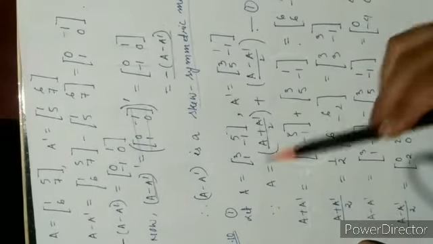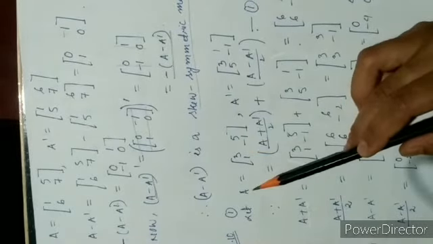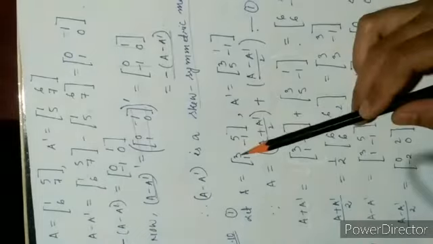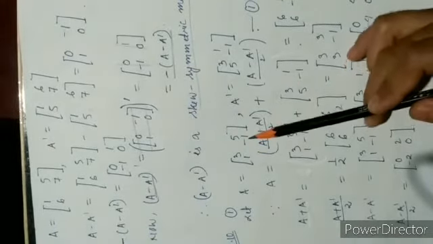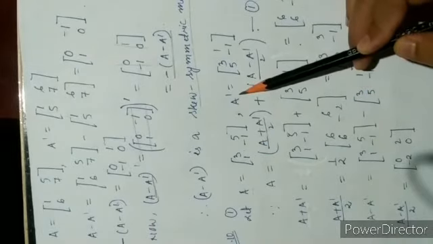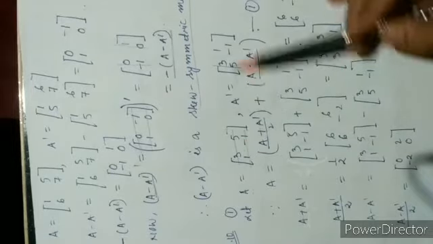Let A represent the given matrix, whose elements are 3, 5, 1 and minus 1. Then find the transpose of A. The transpose of A has the first row as the first column, the second row as the second column.